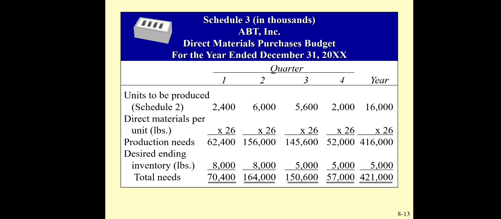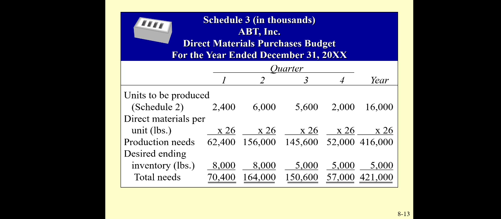2.4 million units in quarter 1, quarter 2 6 million, quarter 3 5.6 million, quarter 4 2 million, total for the year 16 million units. The second item in this direct material budget is the direct material per unit. In this sample budget, for every unit of product, the direct material cost is $26. So the unit to be produced times the direct material cost per unit equals the production needs.